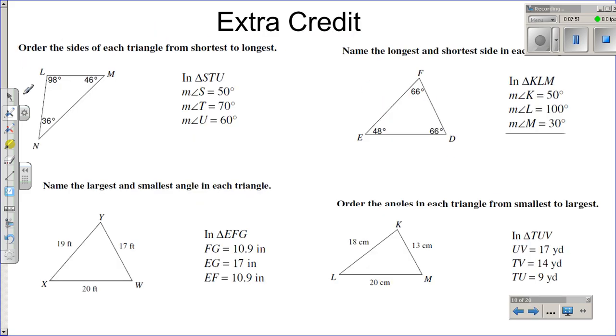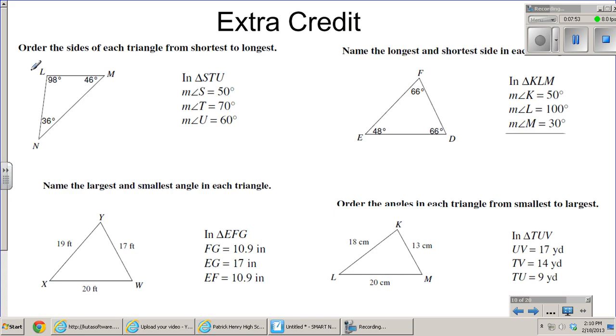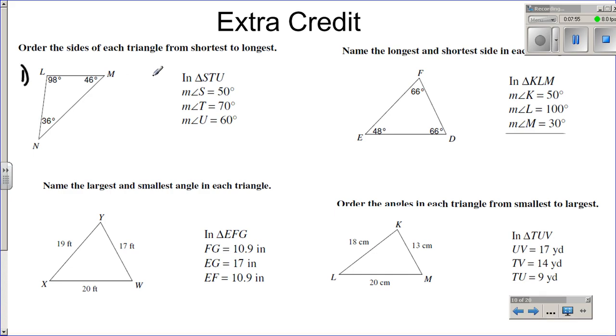Alright, so extra credit. I have 8 problems for you. For 1 and 2, you're going to order the sides from shortest to longest. Show your chart. For 3 and 4, you're going to name the longest and shortest side of each of these. For 5 and 6, you're going to name the largest and smallest angle in each of these.